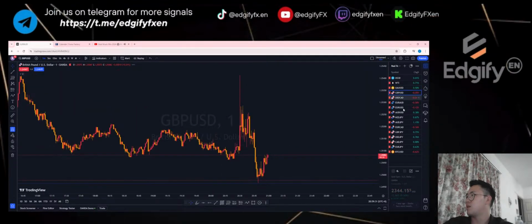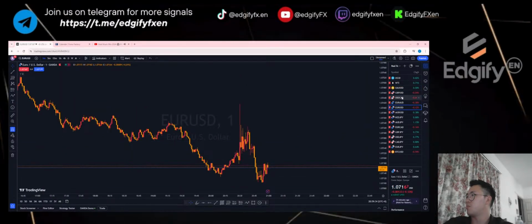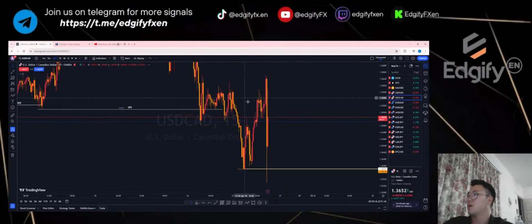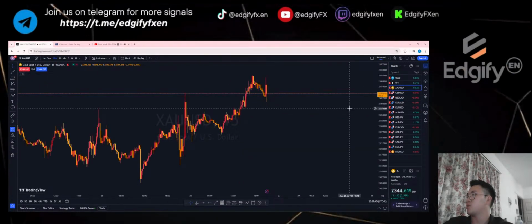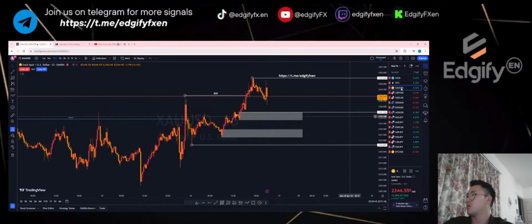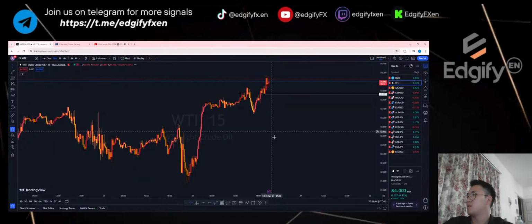Alright, as for other pairs, I don't see a potential entry right now. The most I can look at, because I'm using the 15-minute, is only gold and also WTI.